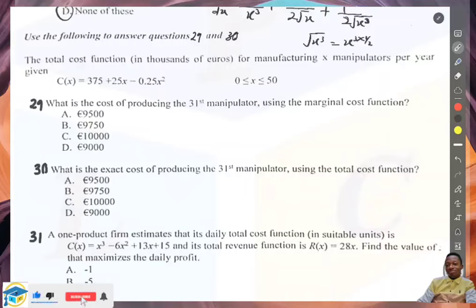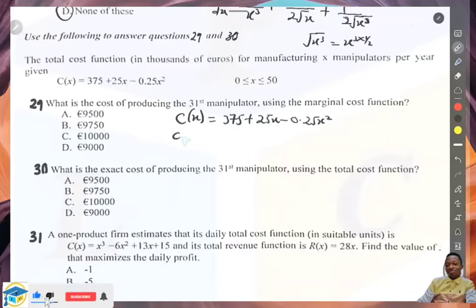So we are asked, what is the cost of producing the 31st manipulator using the marginal cost function? So by marginal cost function, we need to differentiate the original cost function for the first time. So we'll say that our cost of x should be equal to 375 plus 25x minus 0.25x squared.